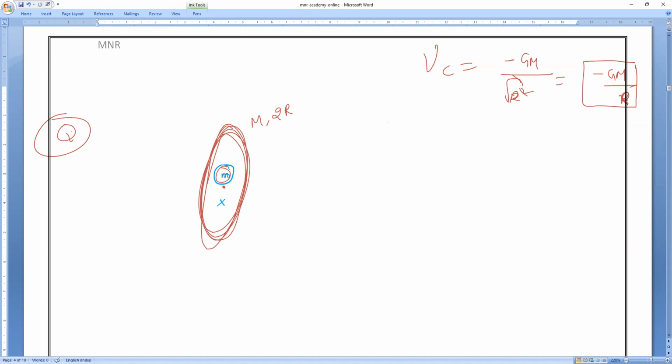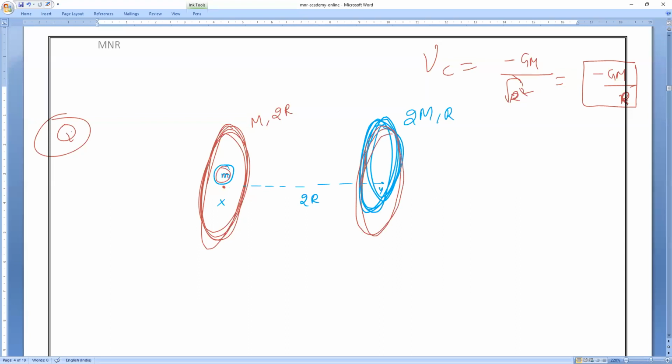And there is another ring whose mass is 2m and radius is r. Let me take this point as y, and the distance between them is also, how much, everybody? What is the distance between them? 2r. Clear? Now our target is to transfer this mass m from here to here.